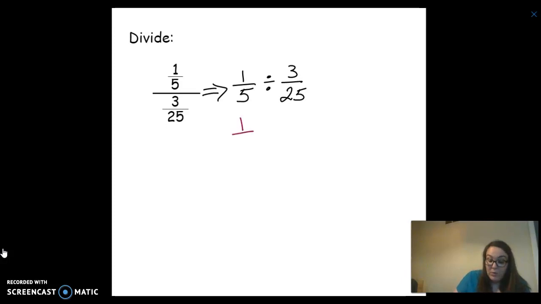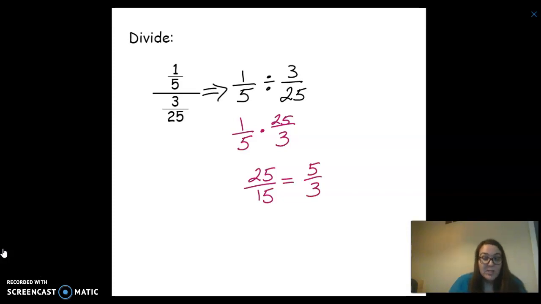So for example, 1 over 5 times 25 over 3. I can multiply straight across if I want to and have 25 over 15, which I will then simplify to say 5/3. You could have cross simplified as well and you would have still gotten 5/3. So how is this going to play into what we're doing today?